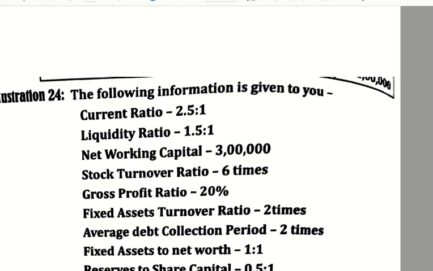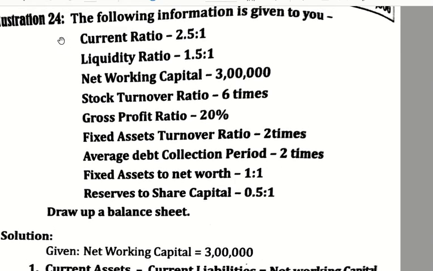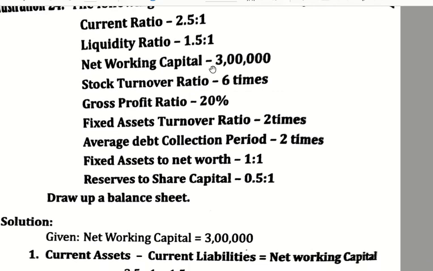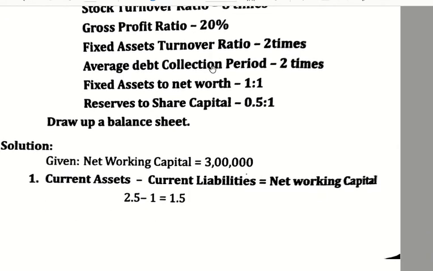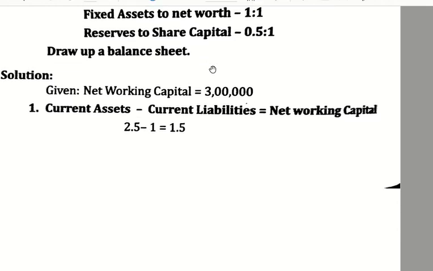So in this video we're going to look into the questions, problems and solutions of ratio analysis. First question: the following information is given to you. They have given the current ratio, liquidity ratio, net working capital, stock turnover ratio, gross profit ratio, fixed assets turnover ratio, average debt collection period, fixed assets to net worth, and reserves to share capital. We are supposed to draw up the balance sheet. In order to draw up the balance sheet, we need the items' amounts, not in ratio form. So let us start finding out each amount.